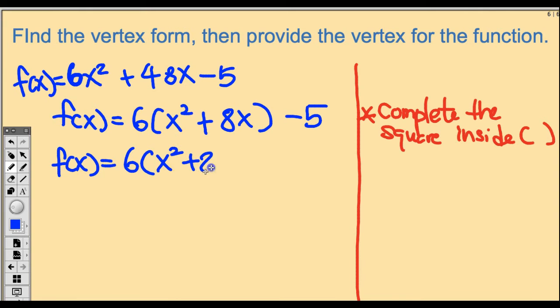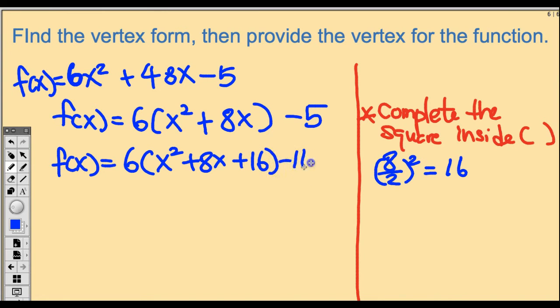And then plus 8x. And then we gotta remember, what were we supposed to do with the 8 over here? So mathematically, we had to divide by 2 and then square it. So 4 squared is 16. So that means we gotta add 16. But since we added 16, now we gotta subtract it, right?